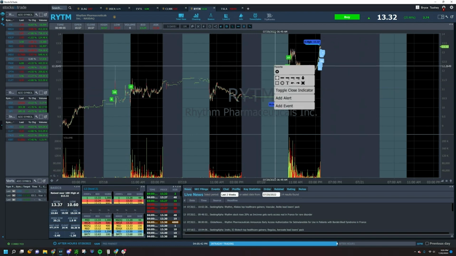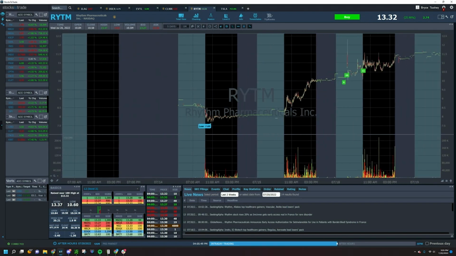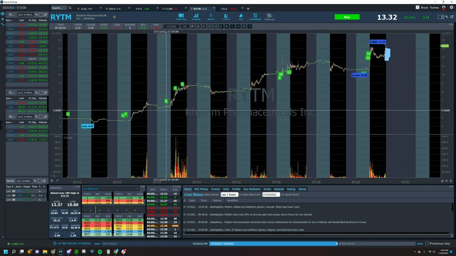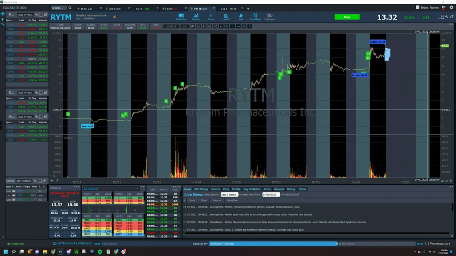Just not sure when. RYTM is a really good case of how we can show the relativity of volume. I got this question in Small Cap the other day, let me see if I can go find it. Where was it? The question was: how do you use volume to tell if there's potential for movement to the upside?